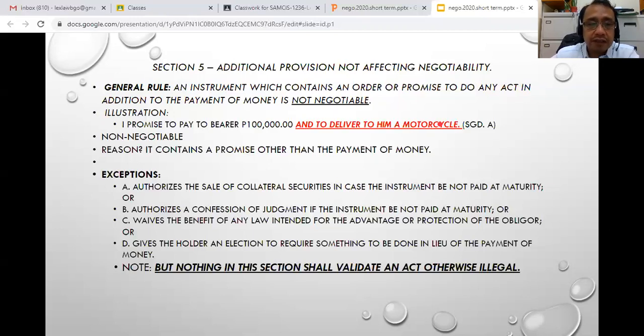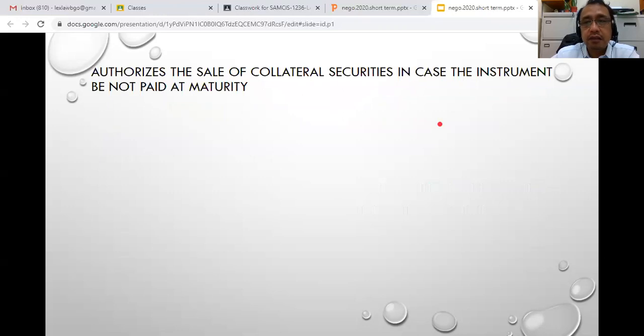So let's take a look at the first exception. It authorizes the sale of collateral securities in case the instrument will not be paid on maturity. From the outset, I want to emphasize that this additional obligation, which is to sell collateral securities, will happen only if the instrument will not be paid on maturity. In other words, prior to maturity or on maturity, there is only one obligation that will be performed by our maker or by our acceptor. That is the obligation only to pay a sum certain in money, considering that this additional obligation, which is to sell collateral securities, will come into play only if the instrument will not be paid on maturity.